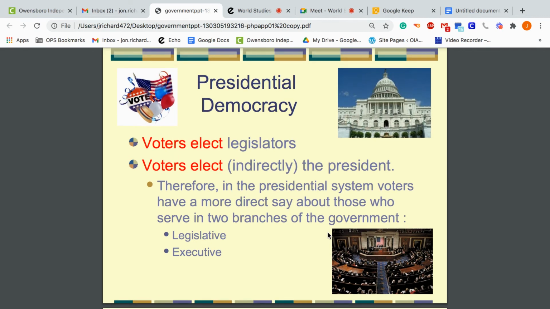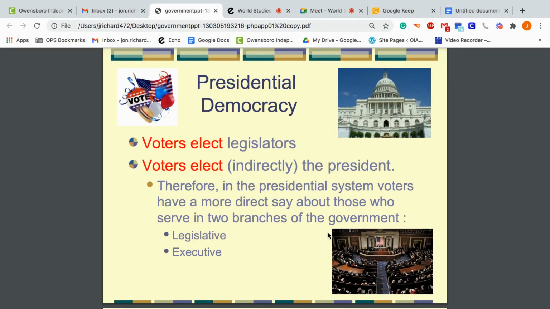All right, so now let's talk about our system, our presidential system. And I know we're covering a lot. That's why we did the note-taking guide. And we'll probably cover the next couple slides and we'll be done. We're not going to do this whole thing today. So stick with me here. So in a presidential democracy, voters elect legislators.